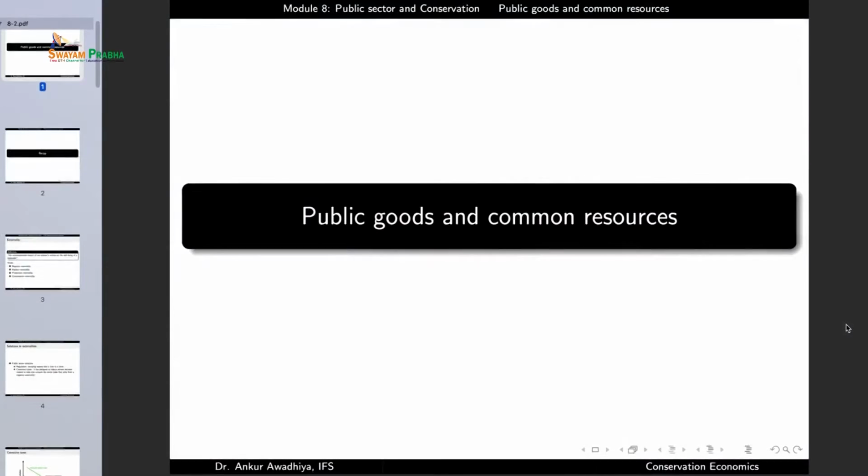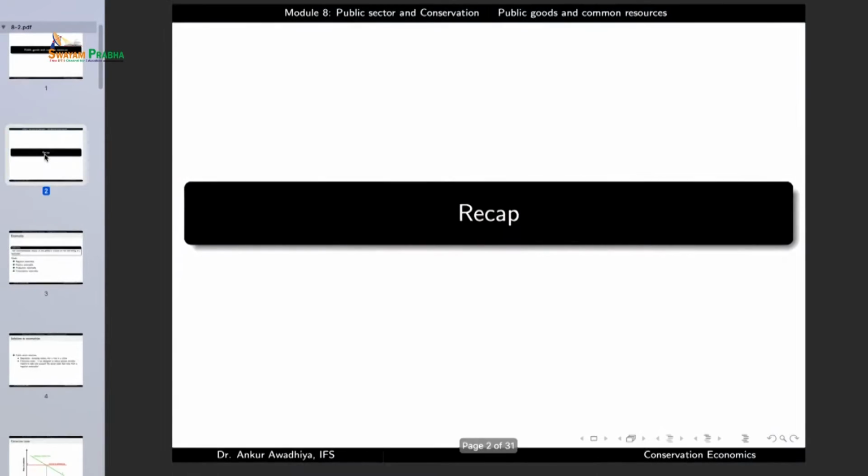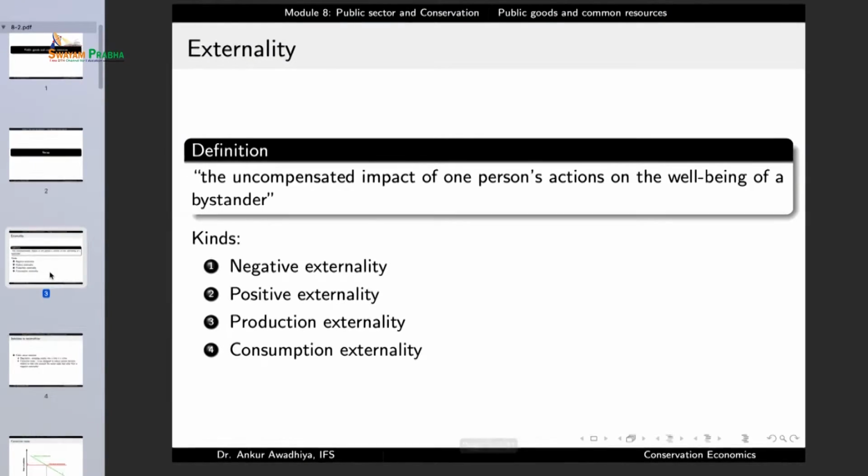Namaste. We carry forward our discussion on public sector and conservation, and in this lecture, we shall explore public goods and common resources. Let us begin with a recap. We saw that externality is the uncompensated impact of one person's actions on the well being of a bystander. Now, externality is going to be a very important factor in this lecture as well.